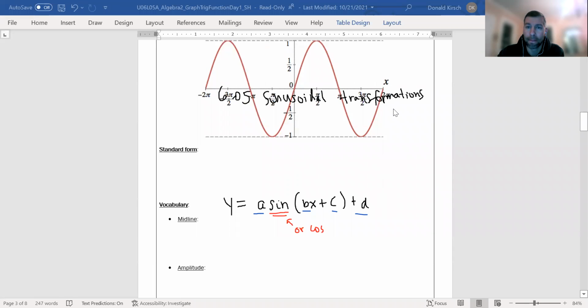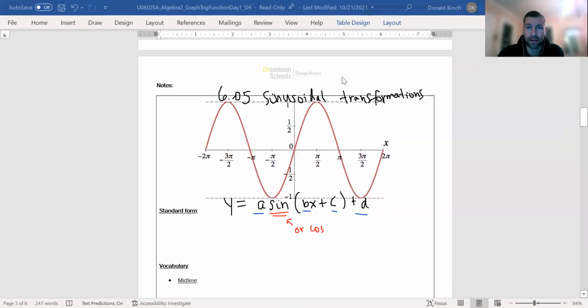Midline is going to be, and I'm just going to mark these down here, this part right here, whatever is added or subtracted. And I'm going to include that definition below it, just to annotate what this tells us. The midline is the middle of the graph. It's the middle of the function.